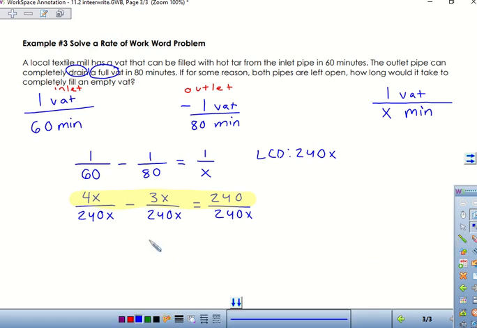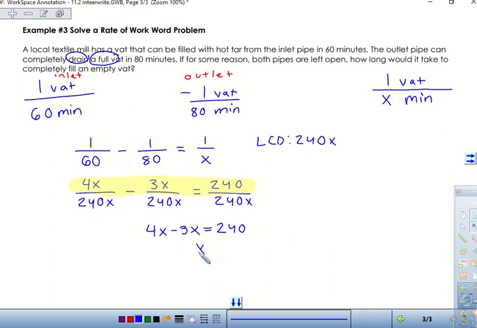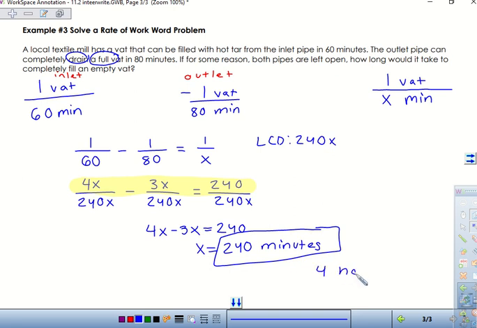Set it equal to each other, basically just solve like we did on the notes from the last time. So what is 4x minus 3x? So x equals 240 minutes. Which, if they wanted you to convert that to hours, how many hours is that? 4, isn't it? Okay.